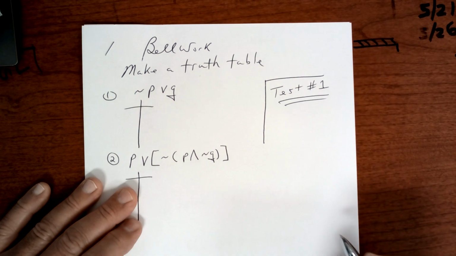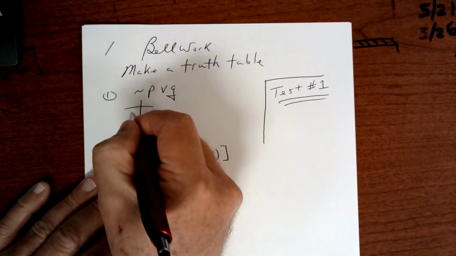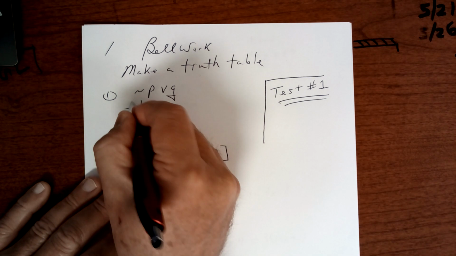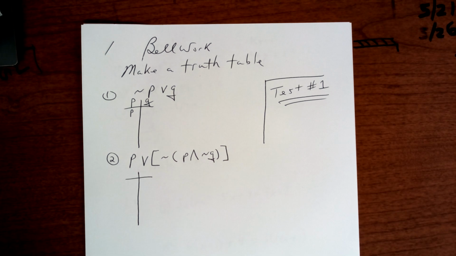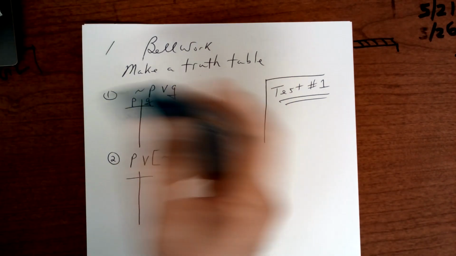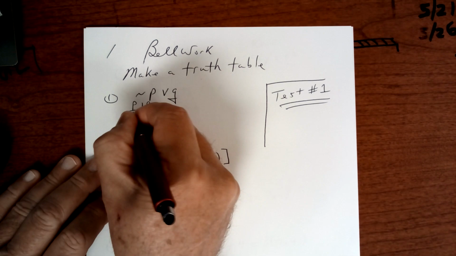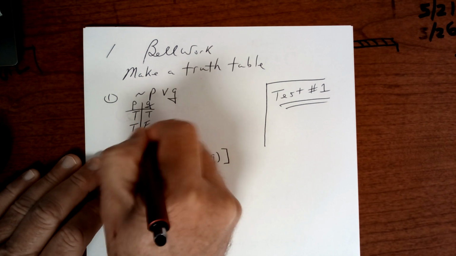Let's take a look here. Well, the truth table, there's only 2 variables, so put P and Q. And when you do that, there's only 4 possibilities for this. So it's going to be true, true, true, false, false, true, and false, false.